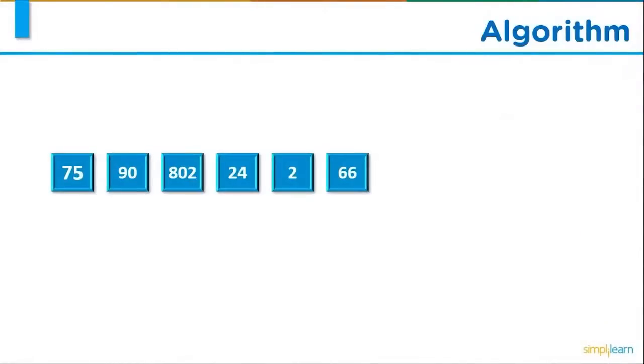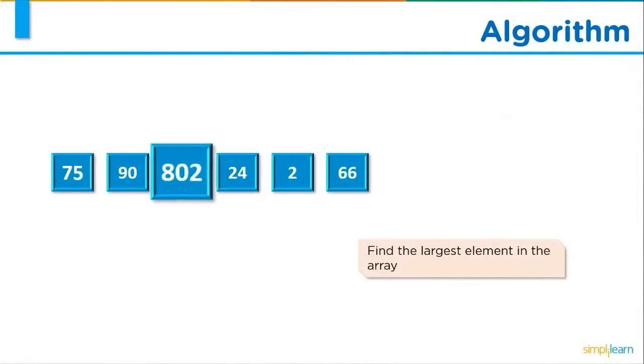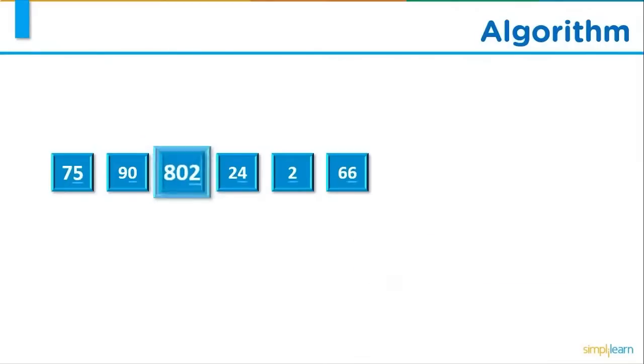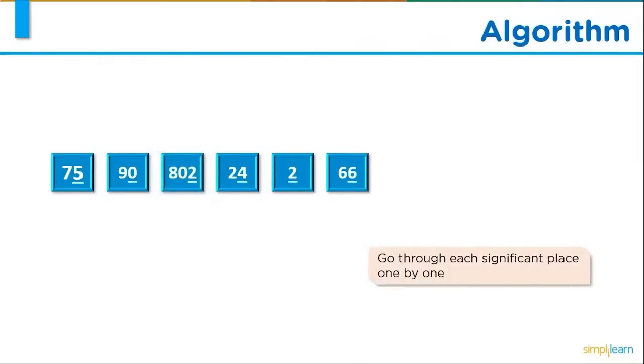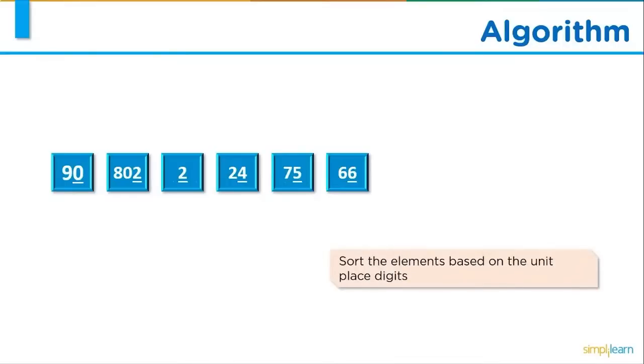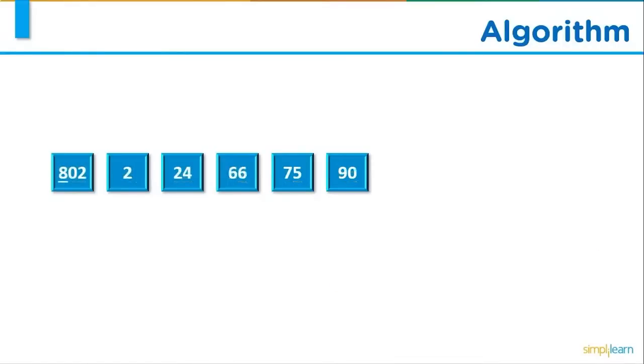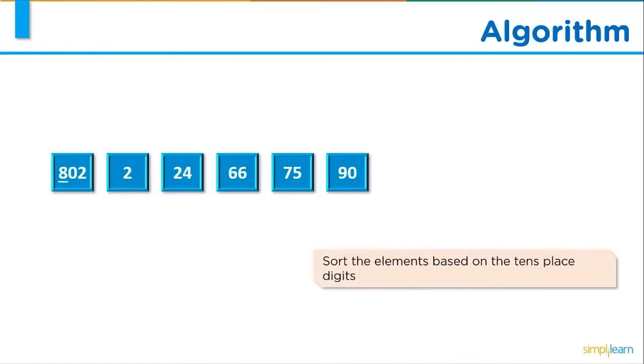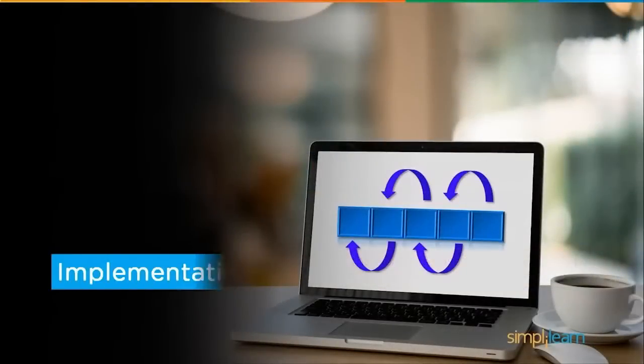Now let's discuss the Radix sort algorithm. Let's say we have an array. First, we will find the largest element in the array to decide the maximum number of significant digits we will need to compare to sort this array. We will go through each significant place and sort the array one by one. First, we will sort the array according to the units place. Then we will sort according to the tens place. And then we will sort according to the hundreds place and so on till the array is sorted. We have now introduced the Radix sort and its algorithm.